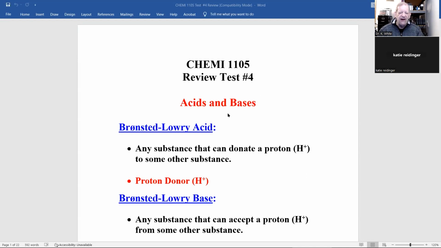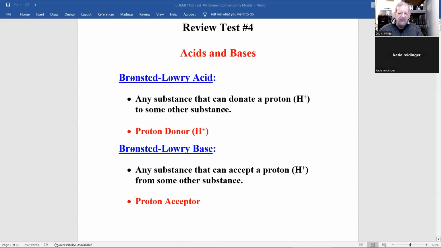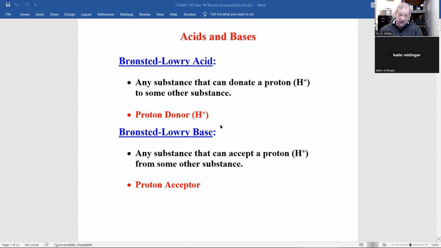Things you should know about acids and bases. You should know a Bronsted-Lowry acid is any substance that can donate a proton, H plus. So what is a Bronsted-Lowry acid? A proton donor. Here, take my proton. I'm a Bronsted-Lowry acid. You should know this, especially when I put something in red.